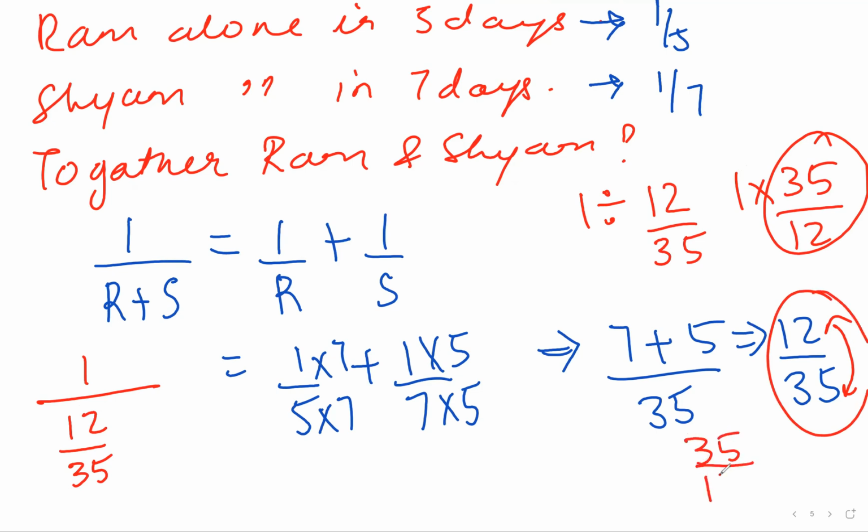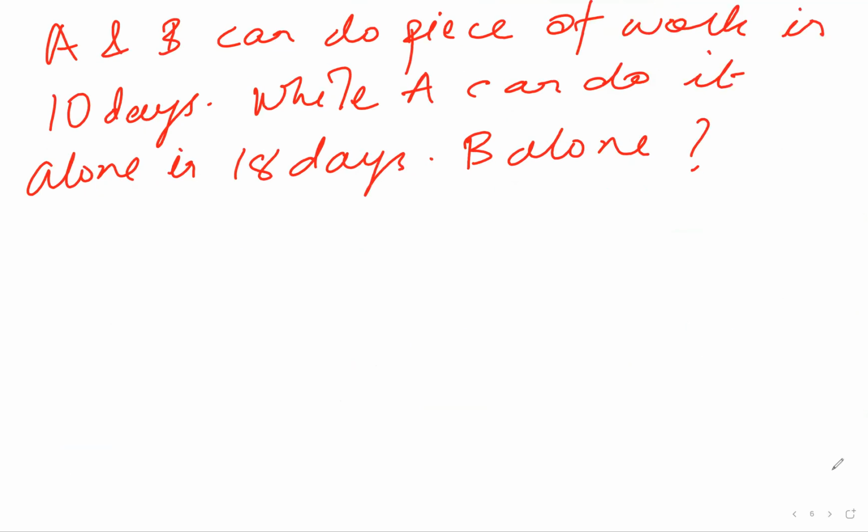But this is an improper fraction. You will convert it into a mixed fraction. 12 twos are 24, 11 over 12. So the answer will be 2, 11 over 12 days. They will complete the work.